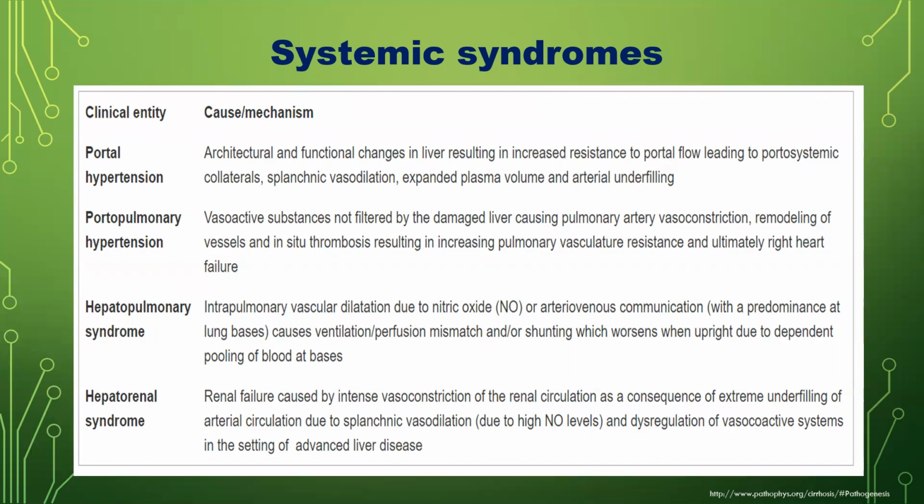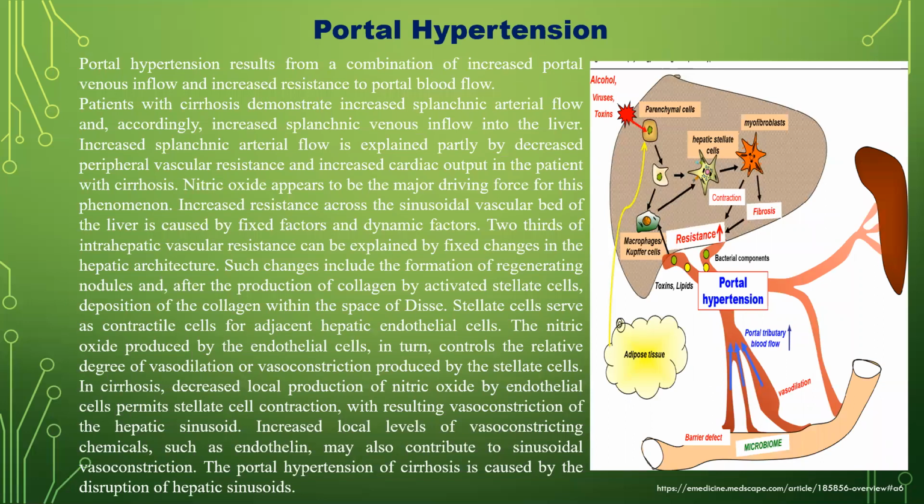Hepatorenal syndrome appears due to renal failure caused by intense vasoconstriction of the renal circulation as a consequence of extreme underfilling of arterial circulation due to splanchnic vasodilation and dysregulation of vasoactive systems in the setting of advanced liver disease. Portal hypertension results from a combination of increased portal venous inflow and increased resistance to portal blood flow.